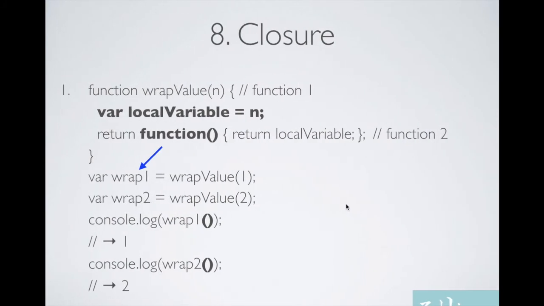Closure. Let's take a look at this example. We have a function called wrapValue which takes one argument, and within the function we create a variable called localVariable and assign n as its value, and then we return another function. This function returns the local variable created by wrapValue. So we can see there are two functions here. The first one is wrapValue, the other one is the returned function. There is no name for it at this moment.